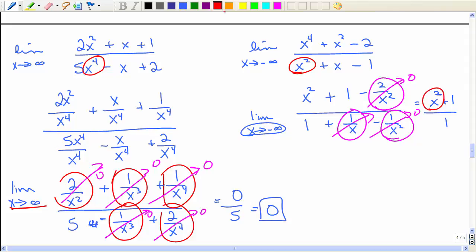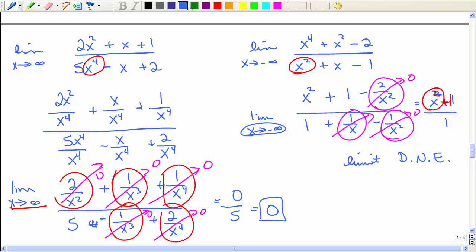So what's going to happen? I take a really large negative number, I square it, and I add 1. Is that going to approach a particular number? No, it's just going to keep getting bigger and bigger and bigger. And so we would say the limit does not exist.